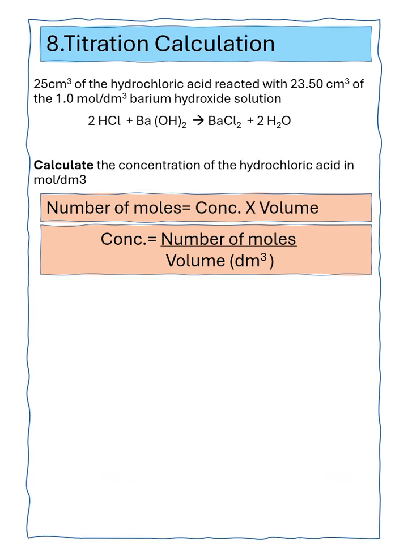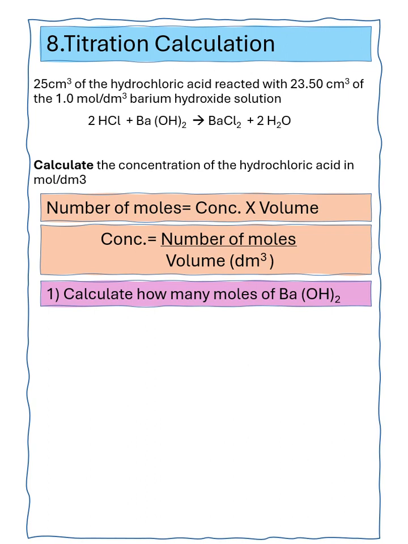Question 8 says calculate the concentration of hydrochloric acid in moles per decimeter cubed. So this is another titration calculation. We've got information about the titration, we're told the volume of sulfuric acid, and we've got the volume and concentration of barium hydroxide. We're going to use the two equations throughout the calculation.